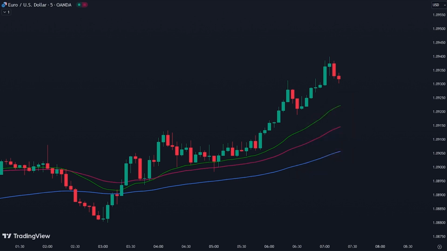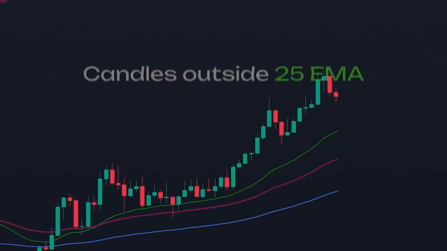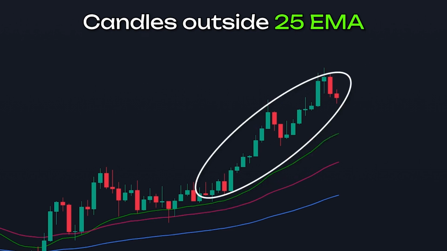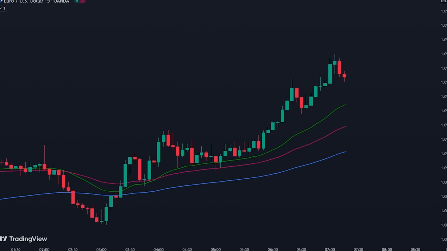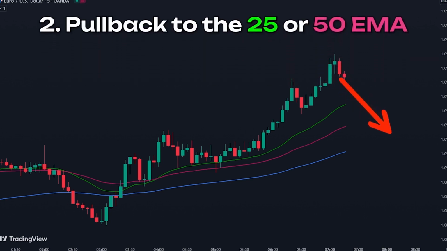The candle arrangement is crucial. Aim for a setup where the candles are completely outside the 25 EMA, as demonstrated here. Once you've spotted this arrangement, the next move is to identify our entry signal, which occurs when the price pulls back and closes below the 25 or 50 EMA. Let me give you an example.